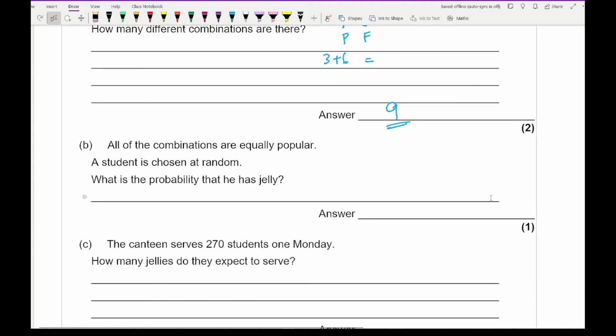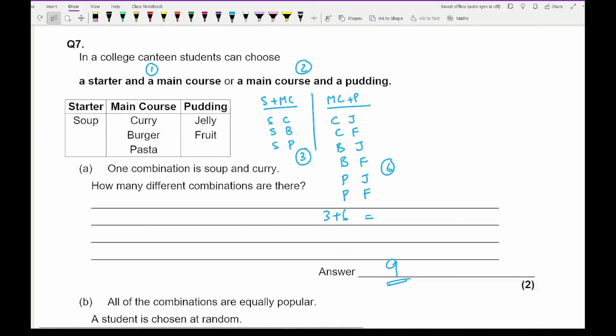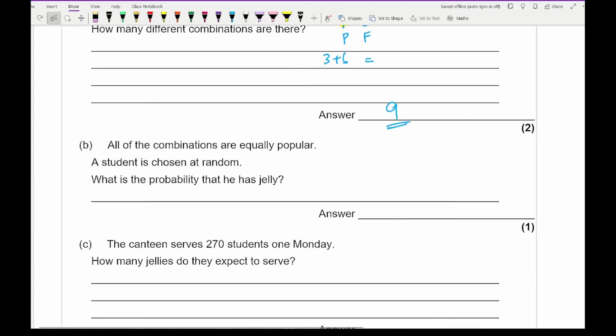Then moving on to question B, it says all the combinations are equally popular. A student is chosen at random. What's the probability that he has jelly? So what I'm looking for is which of these 9 combinations has jelly. So I've got 1 there, 1 there, and 1 there. Then the answer is going to be 3, and because it's asking for probability, it's going to be 3 out of 9, which can be simplified to a third. Now with it only being 1 mark, if you wrote 3 over 9 you should get the mark, but with fractions you should always try and simplify where possible.